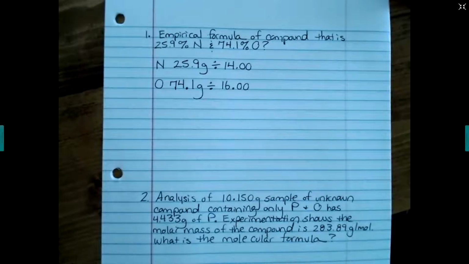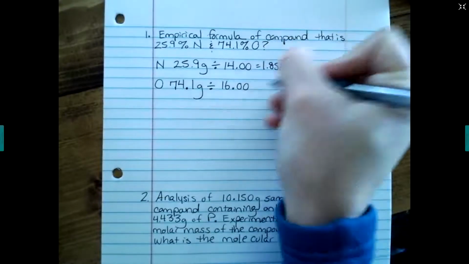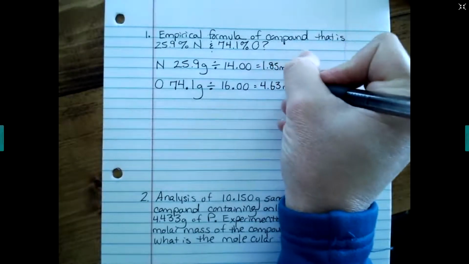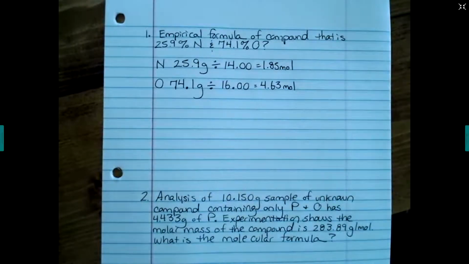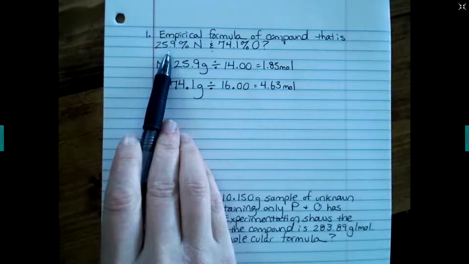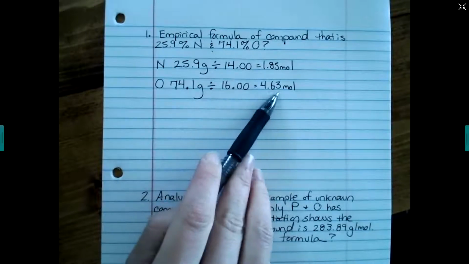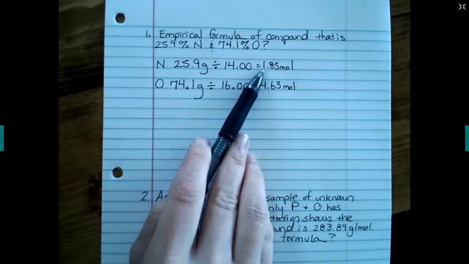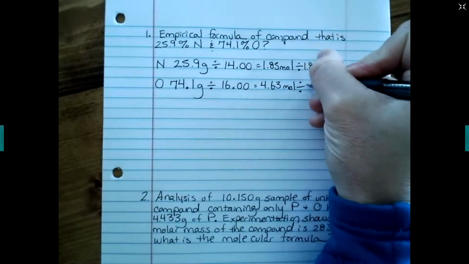All right, so when I divide 25.9 by 14, I get 1.85 moles. And when I divide 74.1 by 16, I get 4.63 moles. And I would encourage you, when you do this, to pay attention to significant figures. Whatever they give you in the problem, you should stick to that same number when you're dividing and multiplying. So notice that my answers both have 3. All right, step 2 is to divide by the smallest number. So you're picking the smallest of these two numbers. So 1.85 is the smallest. So I'm going to divide both of these by that.